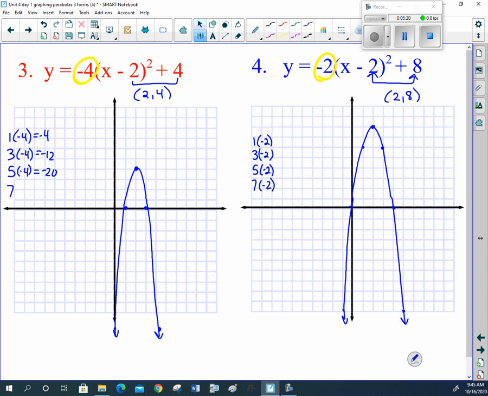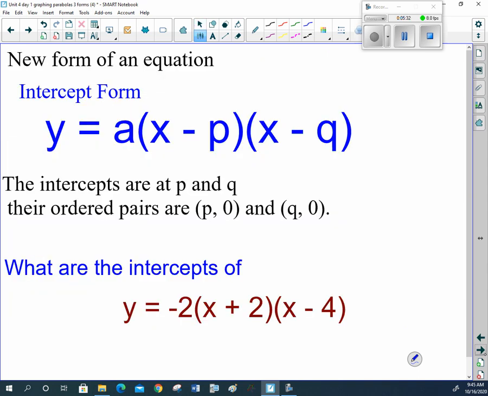Okay, so that's reviewing. We did this before the break, graphing of the parabolas in vertex form and in standard form. Today, we're going to learn the last form. It's called intercept form. Just like the title of its form, intercept, what it's going to give you is your x-intercepts. So this p right here and this q right here represent the x-intercepts. It represents where your graph crosses the x-axis.